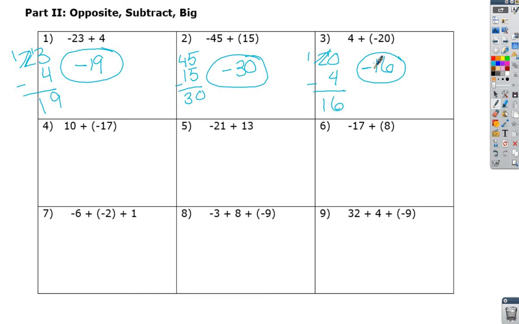I want you to go ahead and pause the video in a second. You'll be doing 4, 5, and 6 on your own. If you have any questions on how to do 4, 5, and 6, please raise your hand. Hit pause.